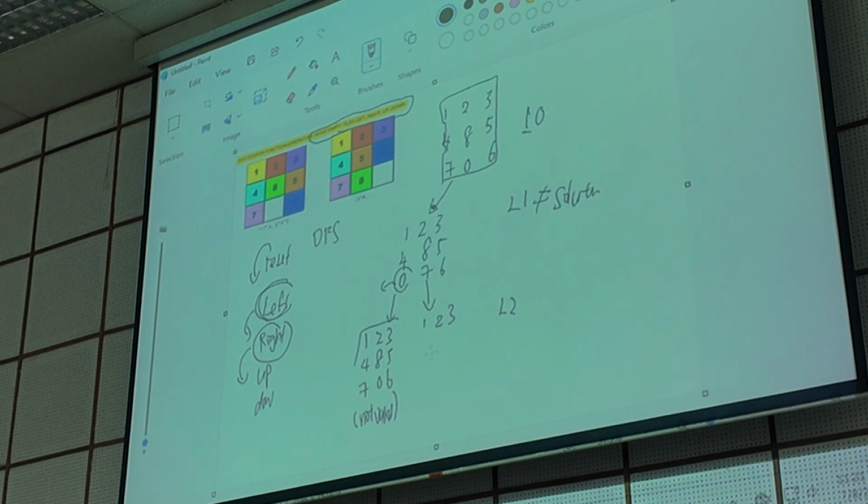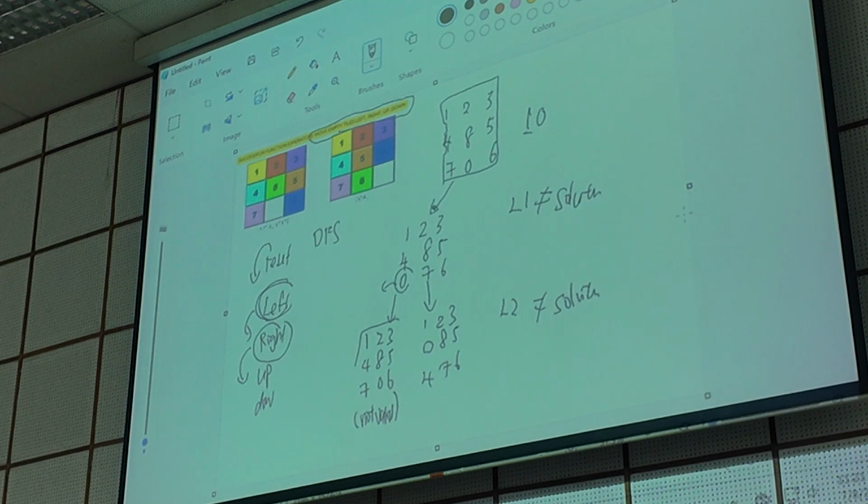So 1, 2, 3, 0, 8, 5, 4, 7, 6. Okay, so check, is it equal to the solution? No solution. With no solution, what is the next thing? So you need to continue.